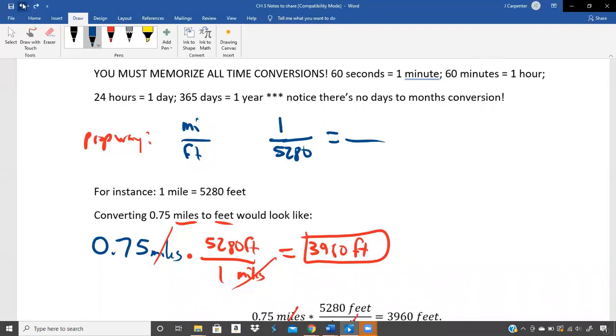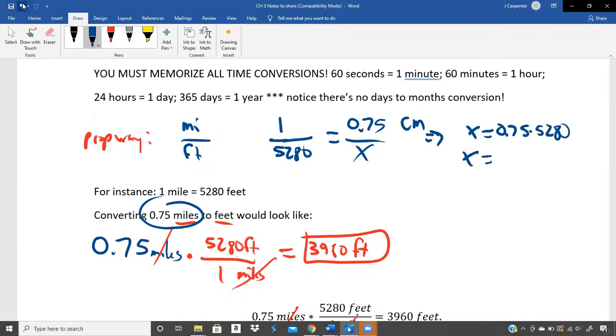Then in our problem, we were supposed to be converting 0.75 miles, so where does the 0.75 go? Well, where the miles are, top. There's a 0.75, which makes that an x. You will cross multiply to get x equals 0.75 times 5280, which is literally the same thing we just did. It's 3960. Because x was in the bottom, we know it's feet.